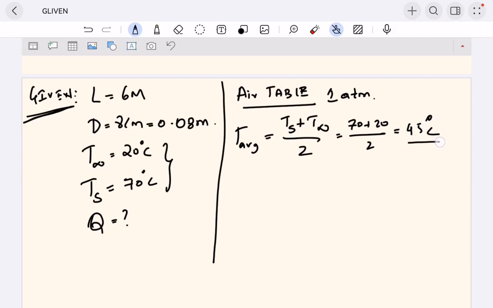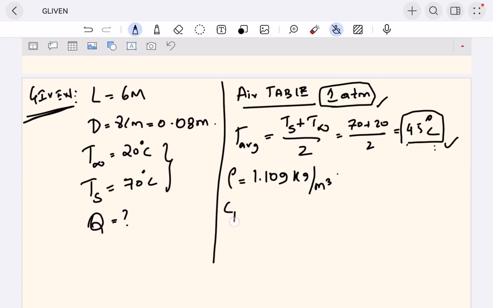So I'm going to refer to the A tables at 45 degrees and 1 atmosphere. In the exam, I think you might be given A tables or you might be given the properties directly. But in order to read, please follow the instructions that I gave you in the class. The A tables are also available on Moodle. You can download and check. At 1 atmosphere, 45 degrees centigrade, you will find that the density is 1.109 kilogram per meter cube.